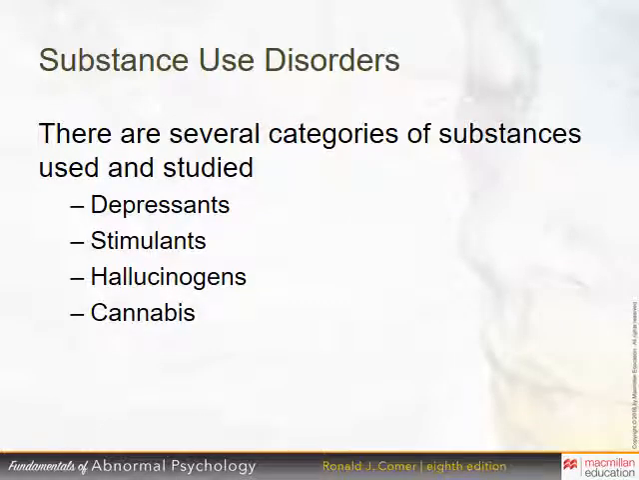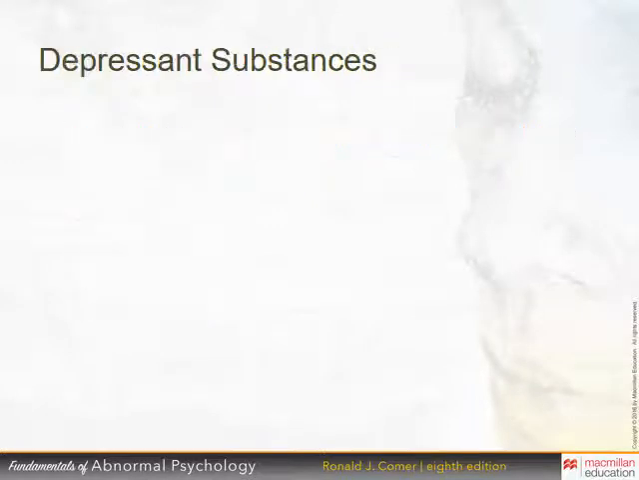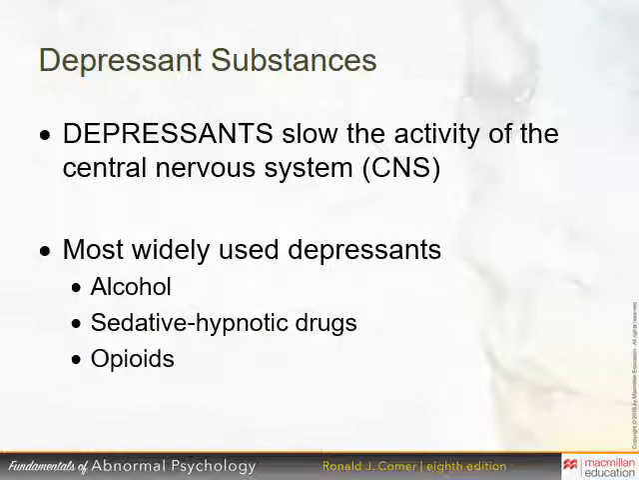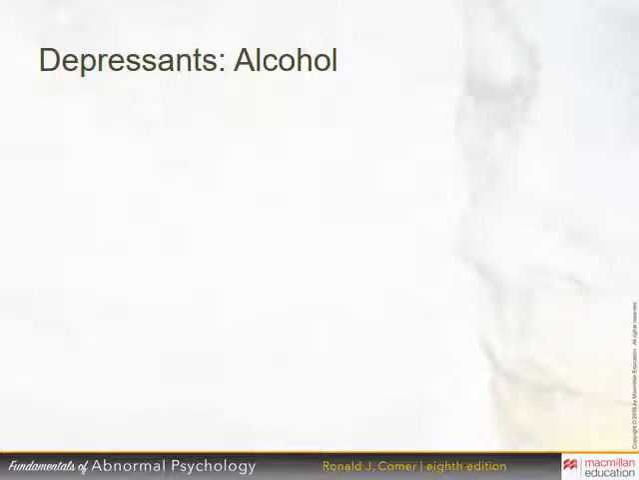And there are several categories of substances that are used and studied. They include depressants, stimulants, hallucinogens, and cannabis. So we'll look at depressants first. Depressants slow the activity of the central nervous system. The most widely used are alcohol, sedative hypnotic drugs, and opioids.